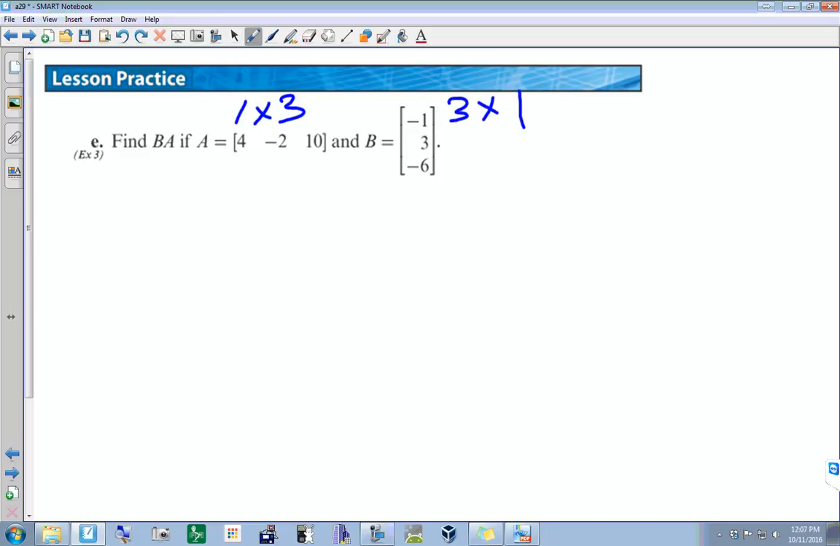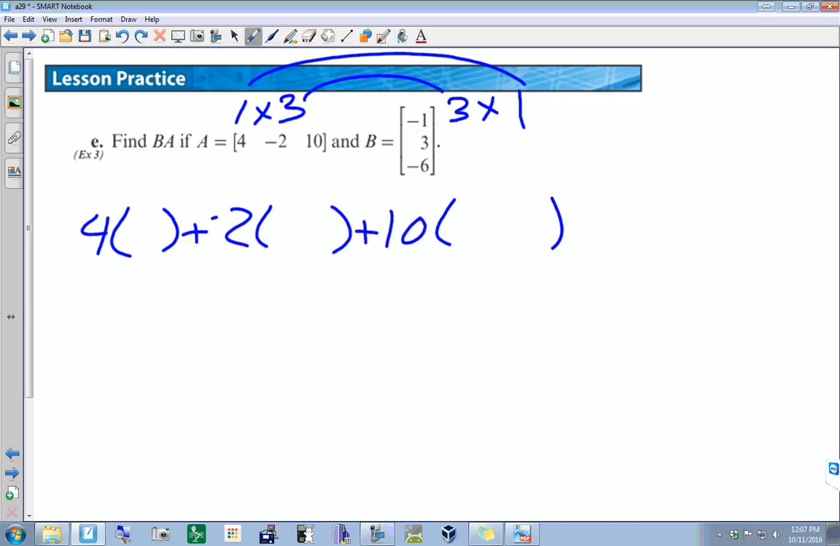So, first thing, I've got one row, one column. My input is going to be 3s, output is going to be 1, so I'm only going to get one number out of this. So that means it's going to be 4 times plus negative 2 times plus 10 times. Okay. What goes in? Well, negative 1, 3, negative 6, stuff like that. Negative 4, negative 6, negative 60. So that looks like negative 70.